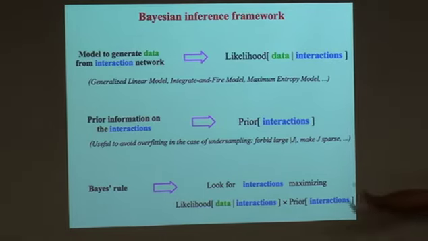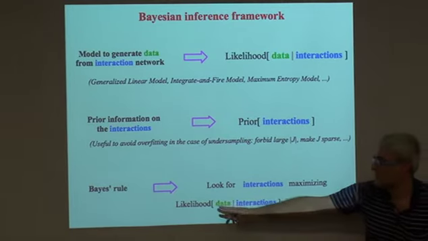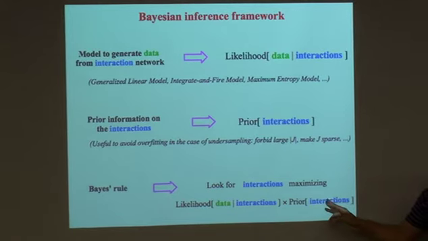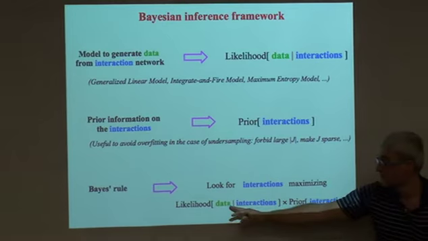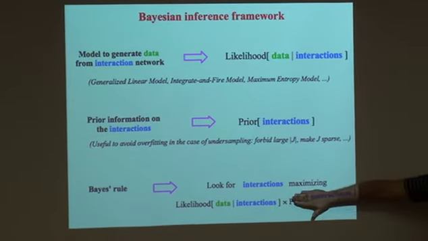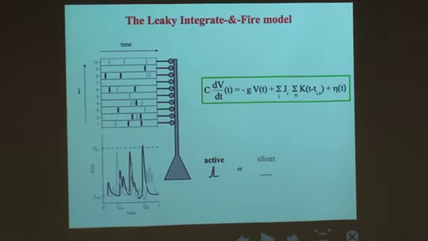And basically, what we want to do using Bayes' rule is maximize the posterior probability of the interaction, sorry, which is to maximize the product of the likelihood of the data given the interaction times the prior information, and we want to maximize that over the interaction. So we are given the data and we want to maximize. In the following, I will just forget about the prior, but I will talk about it at the end. So the model we are considering is a leaky integrate-and-fire model, stochastic version.